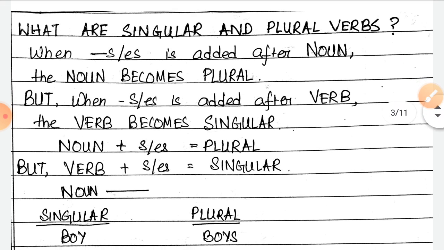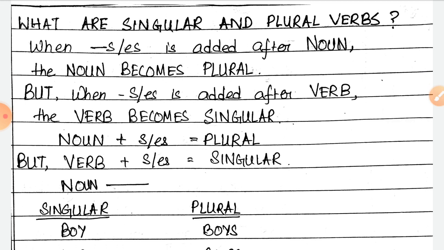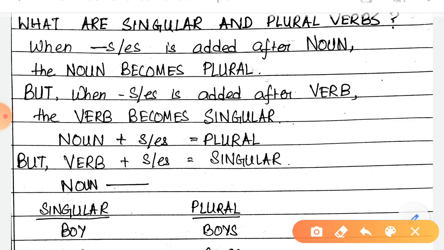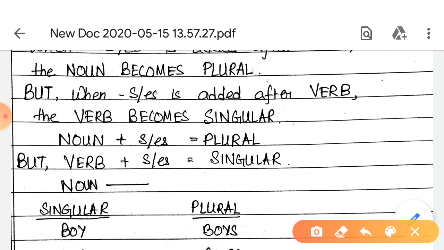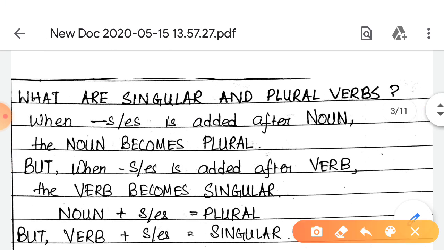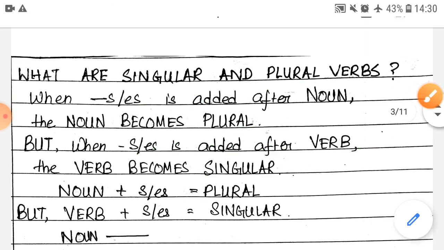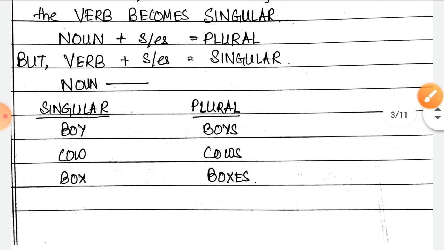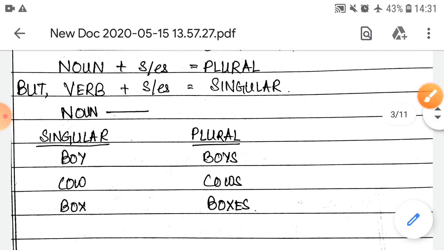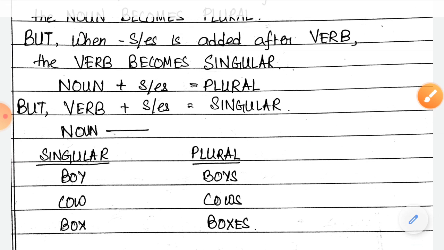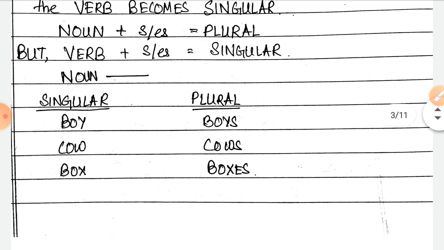What are singular or plural verbs? When s and es is added after a noun, the noun becomes plural. When s and es is added after the verb, then the verb becomes singular. In short, noun plus s and es is plural, but verb plus s and es is singular.